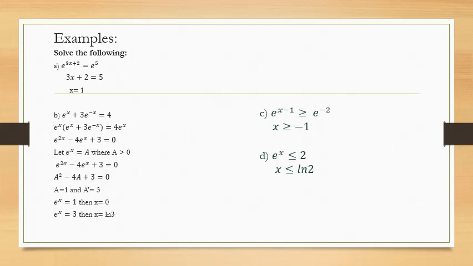Then replace a by e to the power x equals 1. Then solve, you get x equals 0. E to the power x equals 3. Then x equals ln 3.